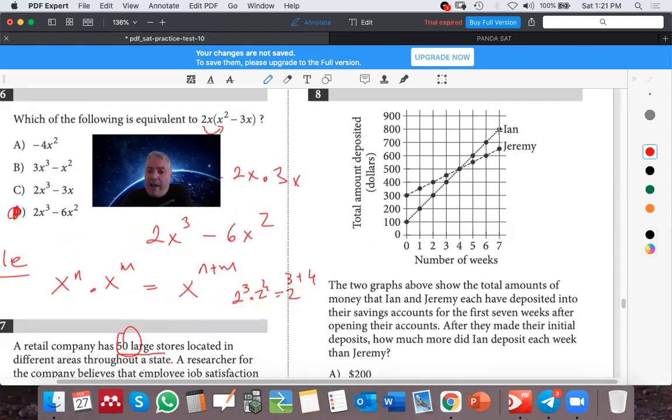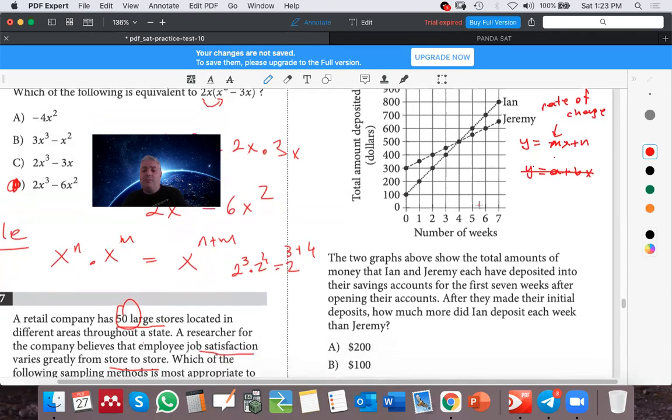We have a graph and we have lines. Whenever you have lines, guys, don't forget we have, let's say, mx plus n, or a plus bx, or lots of other notations, but simply we have a slope and an intercept. Slope is rate of change. Now, let me read the question.